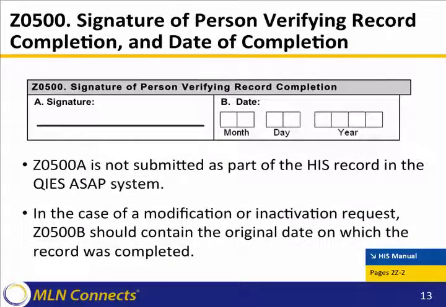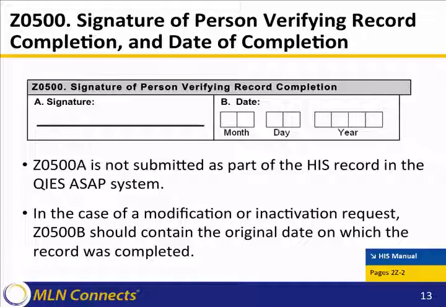The final item is Z0500. The intent of item Z0500A is to reflect the signature of the individual who certifies that the entire HIS record, including all sections, is complete. This person is not certifying to the accuracy of the HIS, just that it is complete. This signature is not submitted to CMS as part of the HIS record. Thus, it is at the discretion of the hospice to develop internal policies and procedures for completing and archiving Z0500A. Electronic signatures are acceptable.